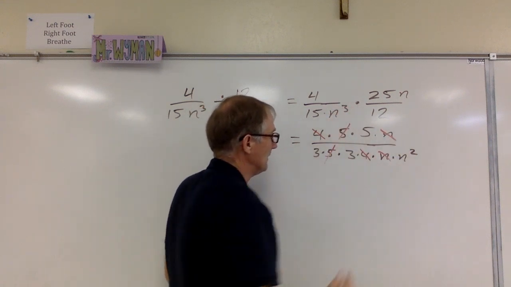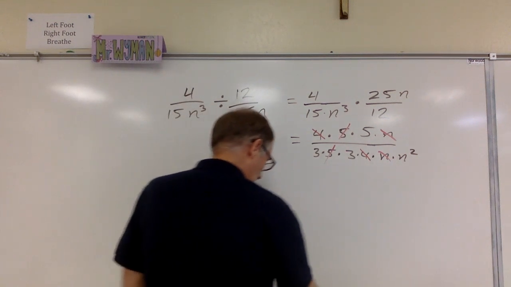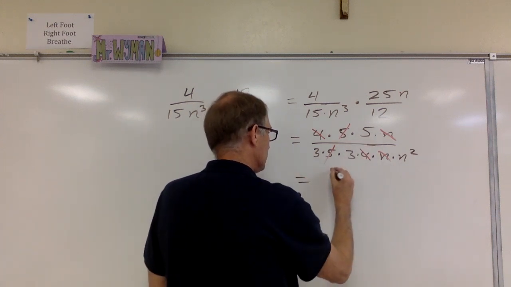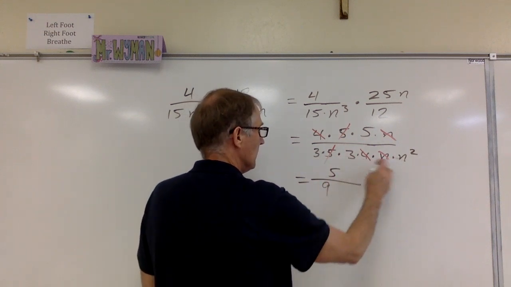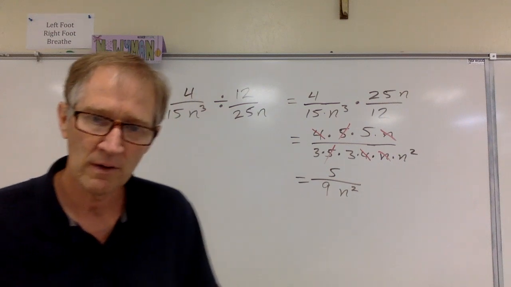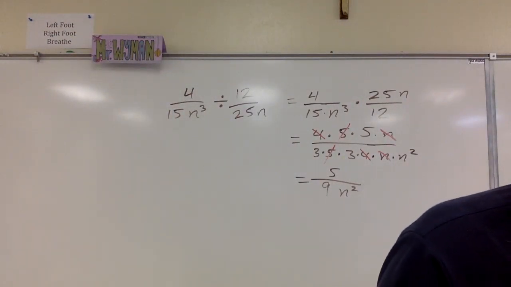And so those cancel. And now we write down whatever we have left, which is going to be, let me see, a 5 in the numerator. And in the denominator, I have 3 times 3 is 9, n squared. And that does not simplify anymore. Okay. Dividing rational expressions. What else is in here?